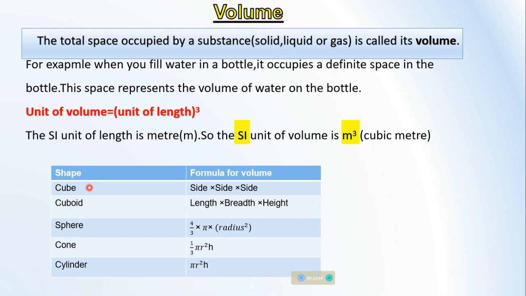The volume of regular solids can be found using formulas. Here we have given some formulas to calculate the volume of some regular shaped objects. For a cube we use side multiplied by side multiplied by side. For a cuboid it is length multiplied by breadth multiplied by height. For a sphere it is 4 by 3 pi r cube. For a cone it is 1 by 3 pi r square h. For a cylinder it is pi r square h, where h is the height of the cone and cylinder.